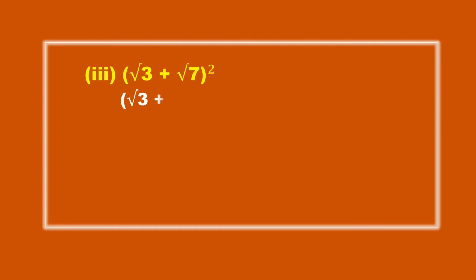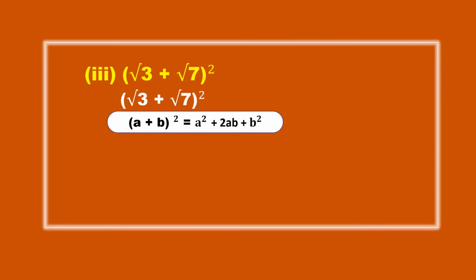So it is in the form of a plus b whole square, right? So take the identity a plus b whole square, which is a square plus 2ab plus b square. Our question is in this form and you should simplify in this way.